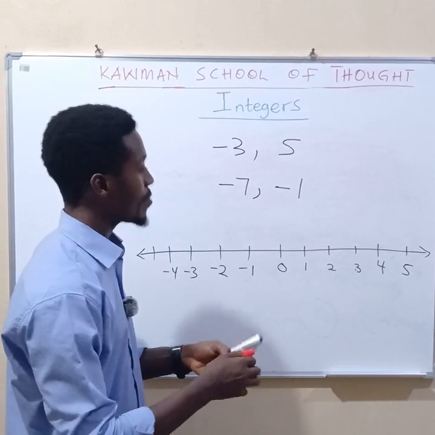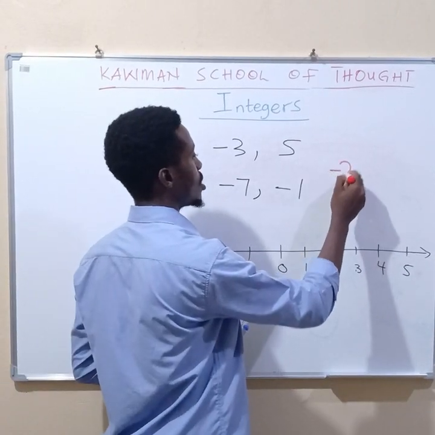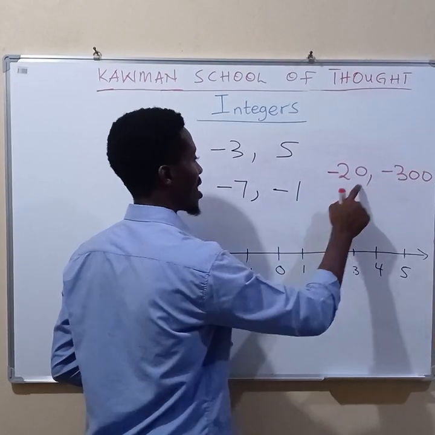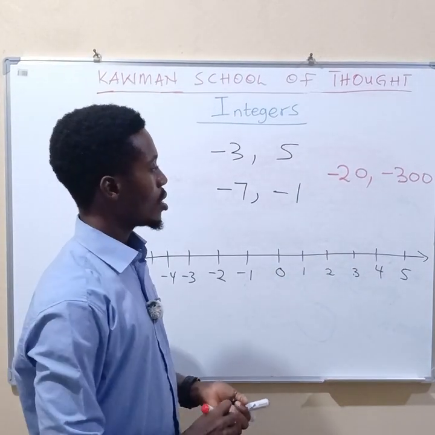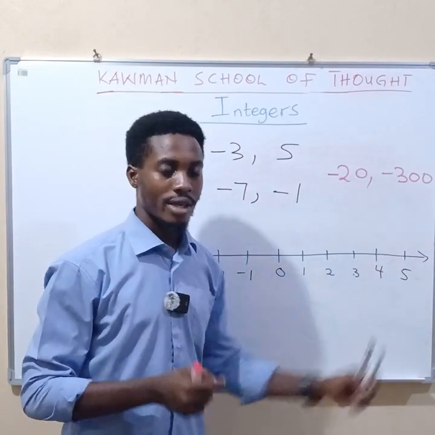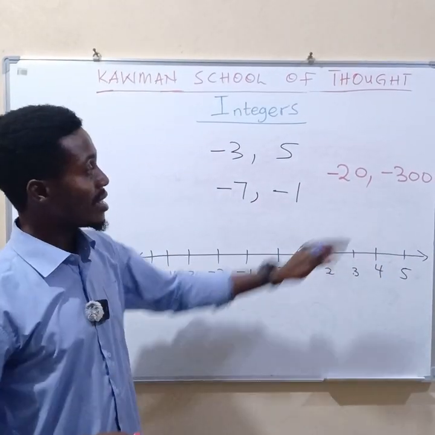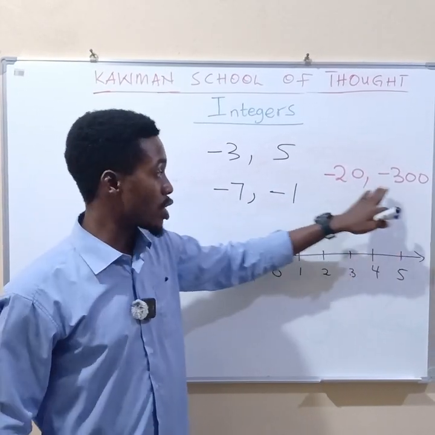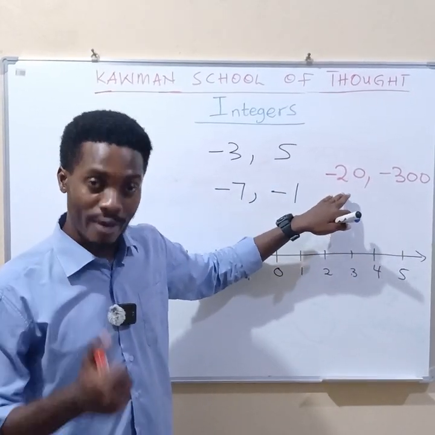So if you are comparing -20 and -300, don't say this is bigger than this. No, it's wrong. It's an error. -20 is bigger than -300. So in terms of negative numbers, the bigger the negative number, the smaller its value becomes, and the smaller the negative number, the bigger the value is.